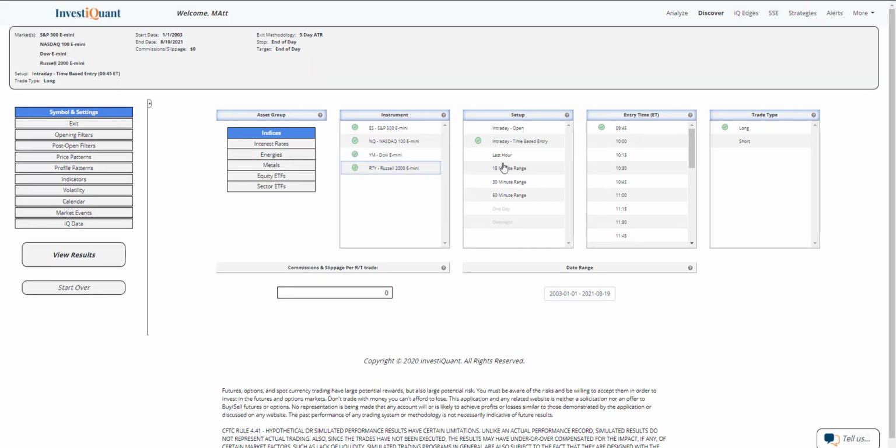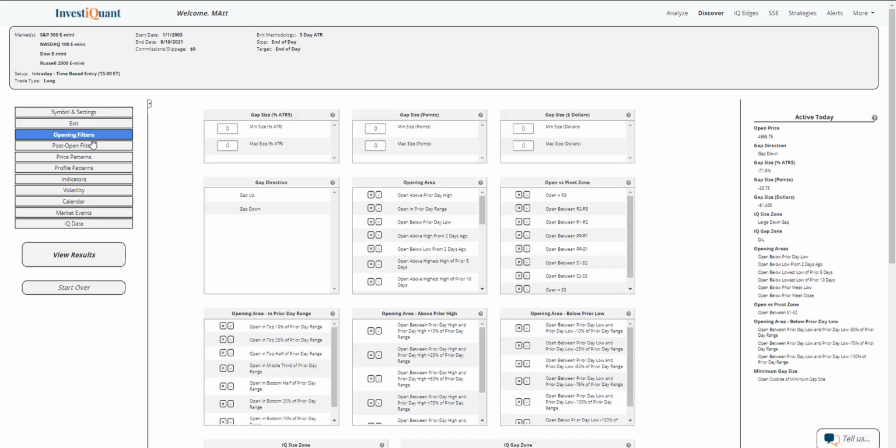We're going to get all four instruments loaded here. We're going to use a 3 p.m. Eastern Time entry as a long that will exit at 4:15 p.m. Eastern Time. The opening filter that we're going to be using for the study, as I said, is based upon opening below the prior day low. So that is a gap down below the prior day low. And then next, I'm going to go into the post-open filters.